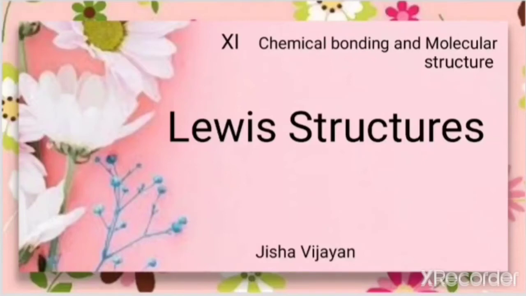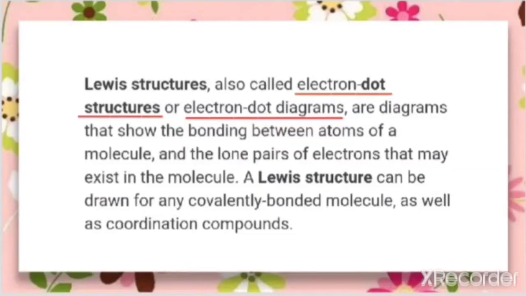Hello students, let us discuss Lewis structures in the chapter Chemical Bonding and Molecular Structure. Lewis structures are also called electron dot structures or electron dot diagrams. These are the diagrams that show the bonding between the atoms of a molecule and the lone pairs of electrons that may exist in the molecule.